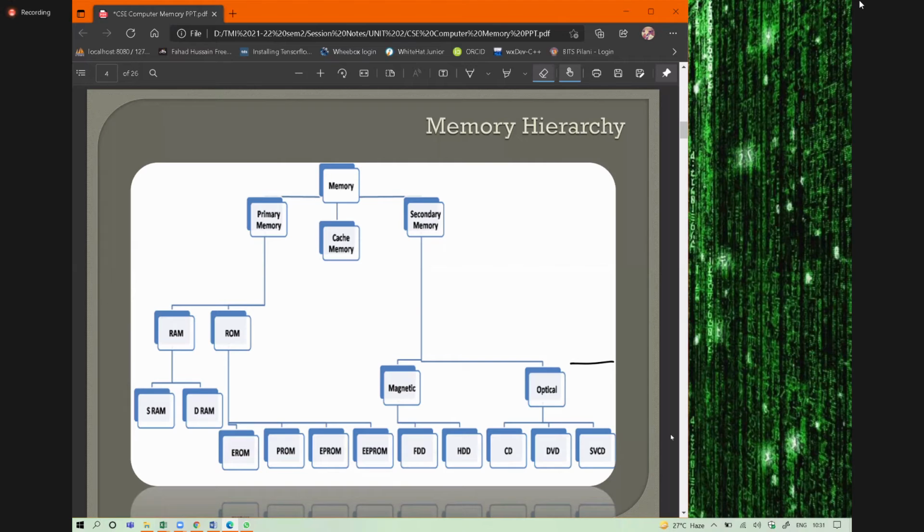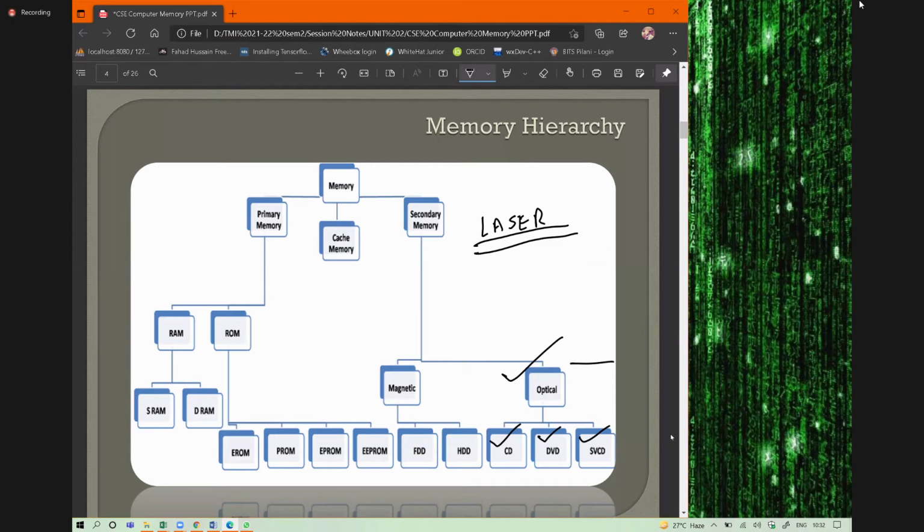In the case of magnetic storage devices, we store the information in the form of north pole, south pole, logical 0, and south pole, north pole, logical 1. After that, one more category: how do we store information on optical drives? On optical drives, we use laser technology, light amplification by stimulated emission of radiation. In that we have CD, compact disc, DVD, digital versatile disc, and SVCD, synchronous video compact disc.